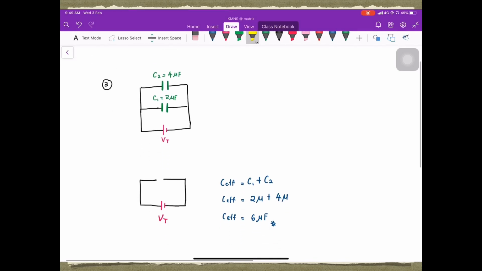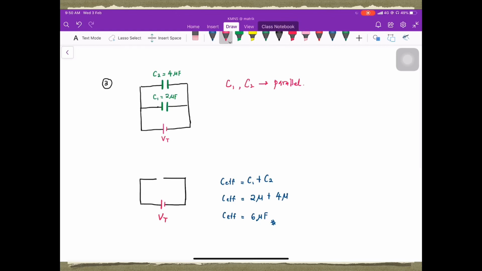Next, now refer to the diagram. So C1 and C2 are series or parallel? Yes, parallel. So we can state C1 and C2 are parallel.